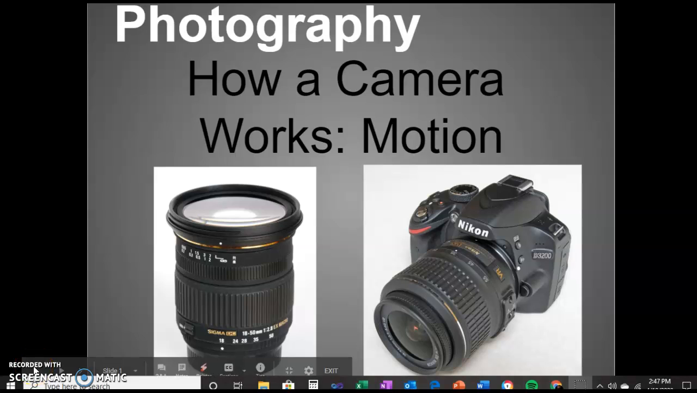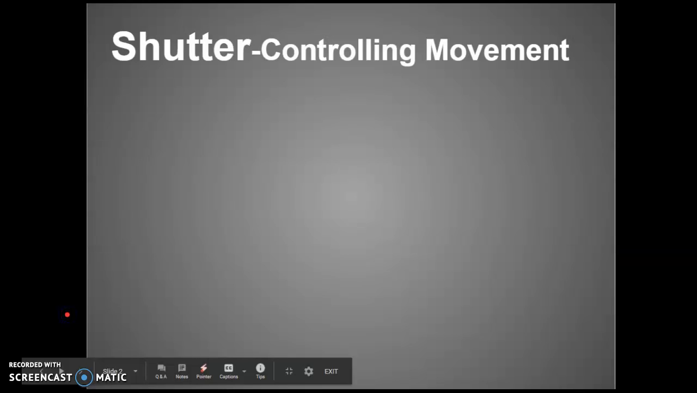All right, Photo One, we are going to talk about motion. I know that right now you're using your cell phones to take pictures, most of you, but with your cell phone, you can still control the shutter for different results. So a lot of this will still apply.